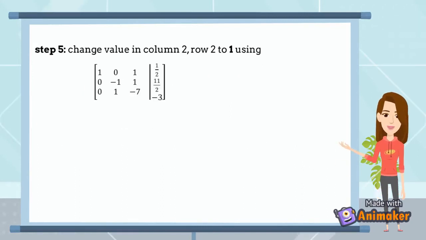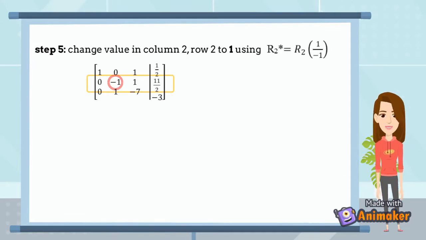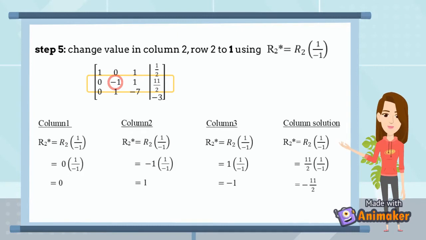Step 5. Change the value in column 2, row 2, to 1 by multiplying each value of row 2 by 1/-1. Thus, you will get the value of column 1 equals 0, column 2 equals 1, column 3 equals -1, and -11/2 in column 4 for the solution.